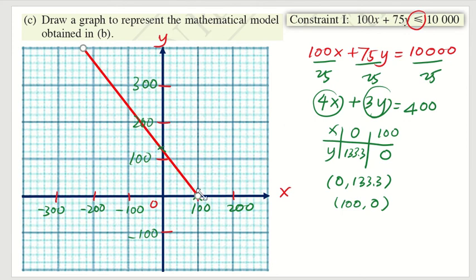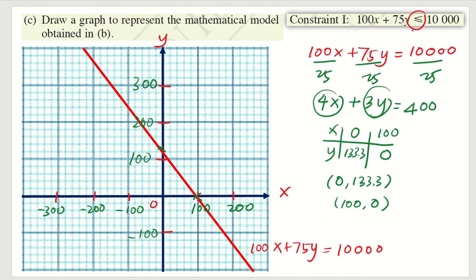It must extend to the whole graph. Then you start to label it as 100x plus 75y equal. Don't use less than or equal. Use equal because it's for the straight line. Is it done? Not yet done. You have to label the shaded region. You have to shade the region.